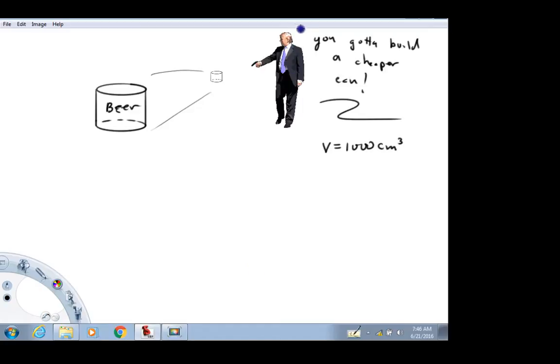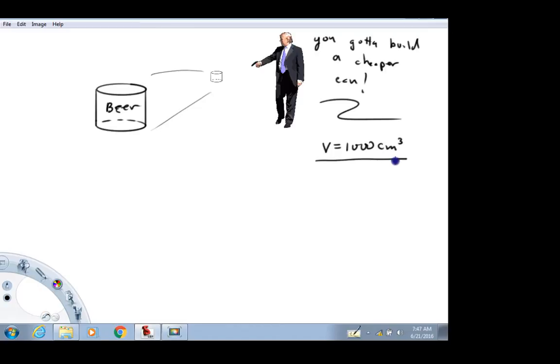What we have here is Donald Trump, who has taken over a factory which produces beer cans. He's told the crew, hey folks, you've got to build a cheaper can or else we're going to have these cans made in China. So the idea is that we want to build a can that holds 1,000 cubic centimeters, and we want to make it as cheap as we can.